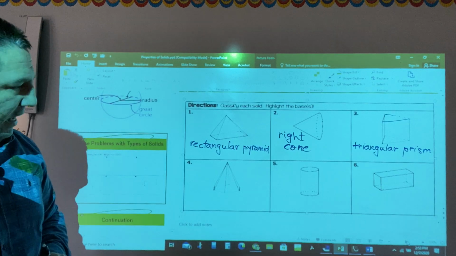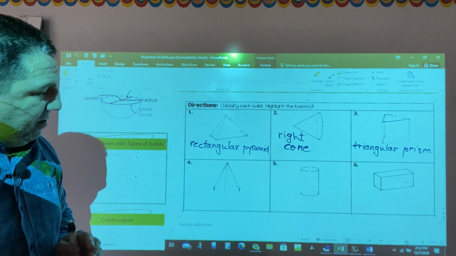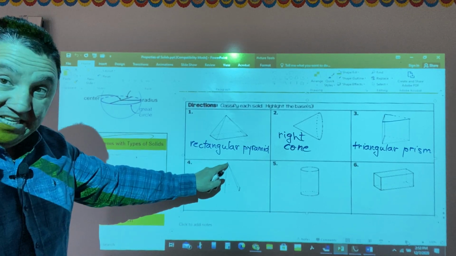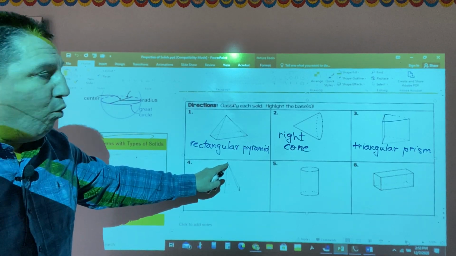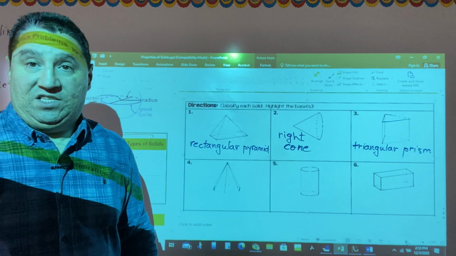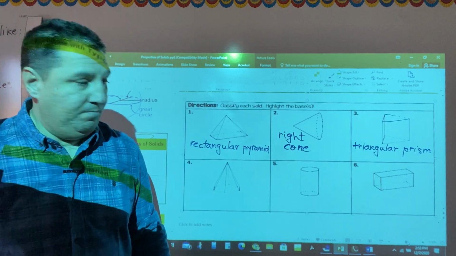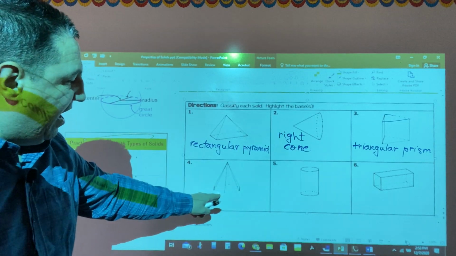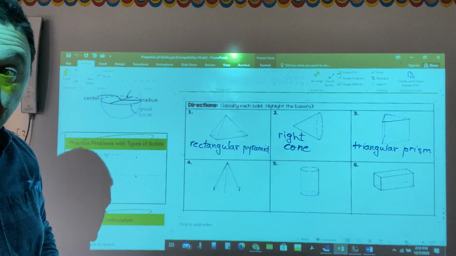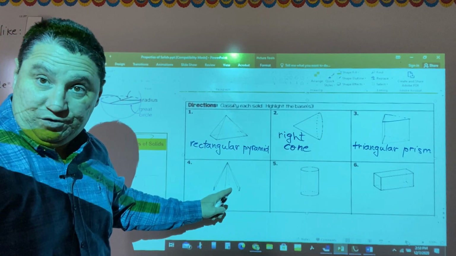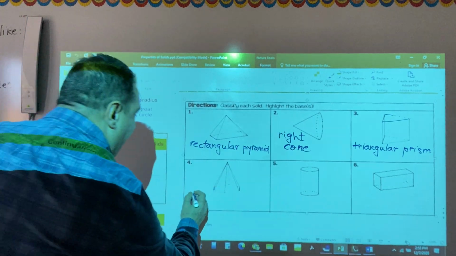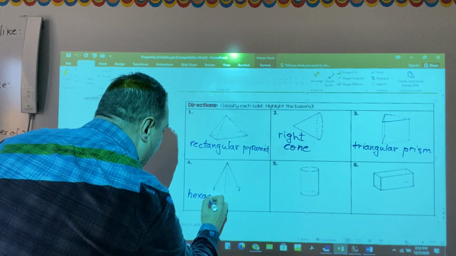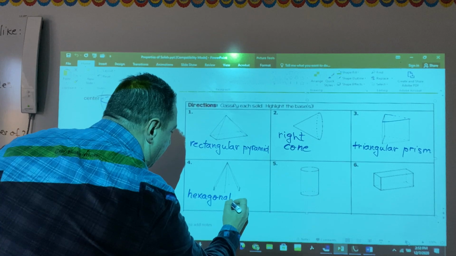Next, on this shape, as we can see, we have only one base. The second base is reducing to a point. So, in this case, we have a pyramid. The name of the pyramid is given by the name of the base, which is a hexagon. So, we're going to say hexagonal pyramid.